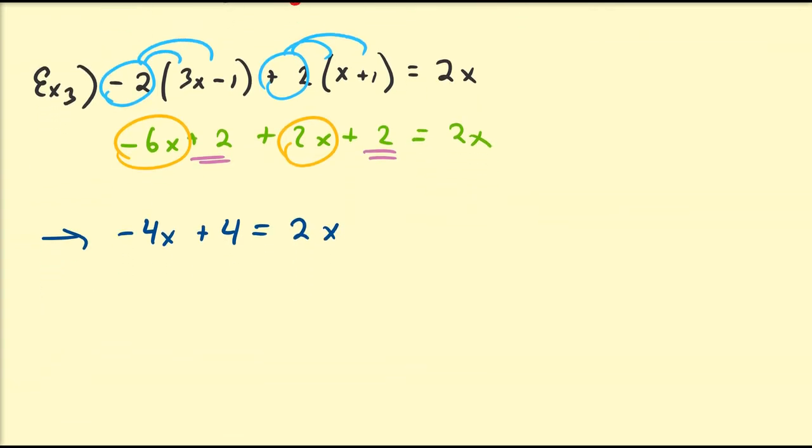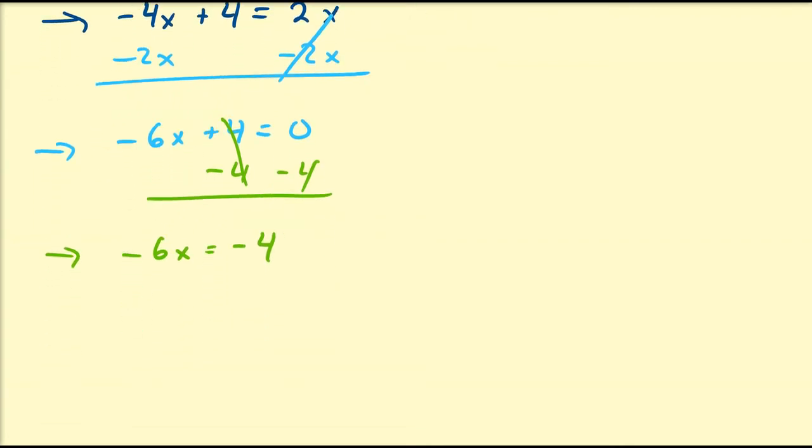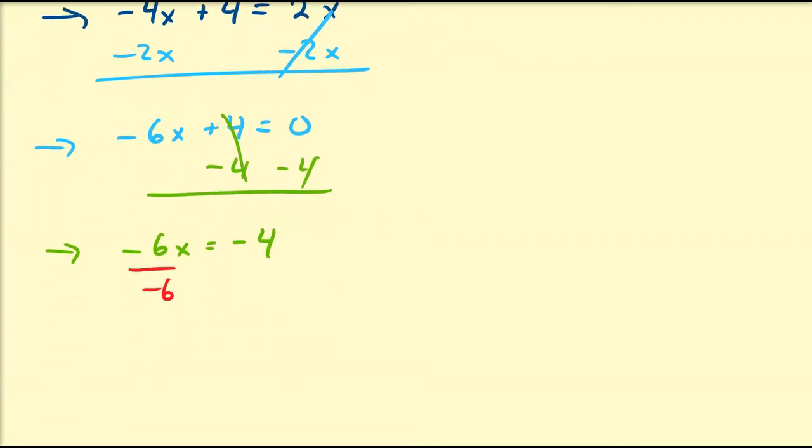So now I'm going to bring my x terms to one side. So I'm going to subtract 2x from both sides. So this is going to give me negative 6x plus 4 is going to be equal to 0. Then I'm going to move my 4 to the right hand side. So that's going to give me negative 6x is going to be equal to negative 4. And now I'm going to solve for x finally and divide both sides by negative 6.